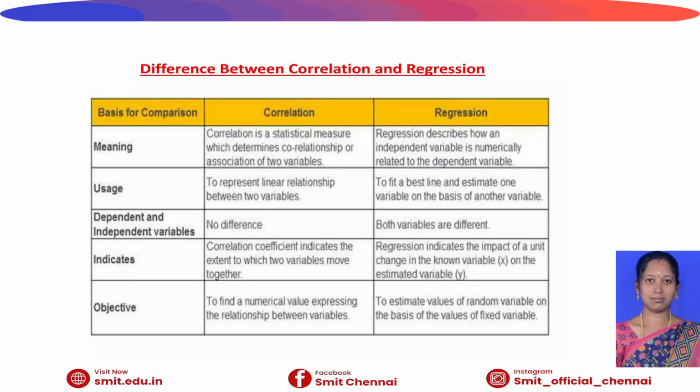Identification: the correlation coefficient indicates the extent to which two variables move together. Regression indicates the impact of a unit change in the known variable x on the estimated variable y. Objective: to find a numerical value expressing the relation between variables, versus to estimate the value of a random variable on the basis of the value of a fixed variable.